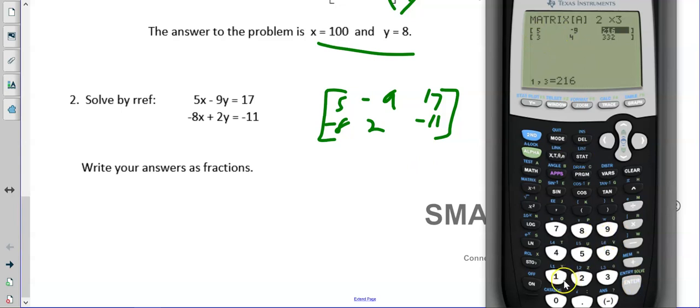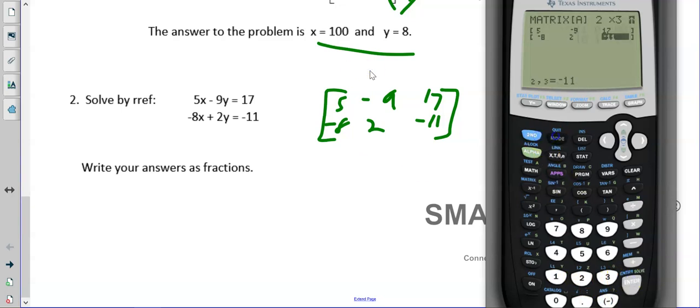Double checking as I go. 17. Now see, I hit 17, but the 7 didn't show up. So I know I made a mistake. Just go back up here and hit 17 again. Okay? It happens. Negative 8, 2, and negative 11.